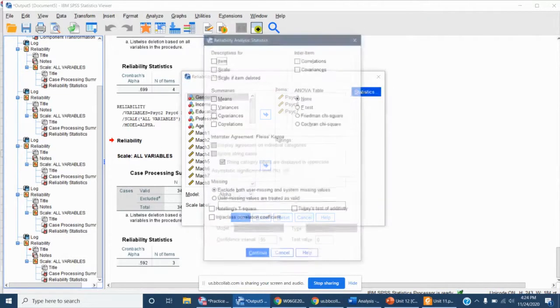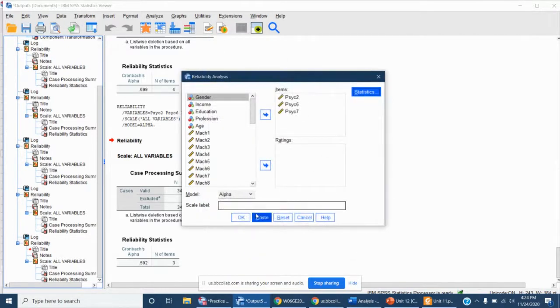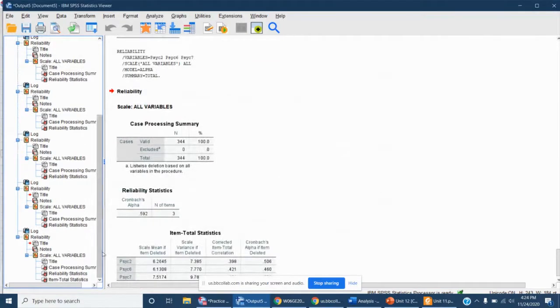I will click on the statistics button, and in the statistics button, I want to check this box, because this box will tell me which questions are creating trouble for me, where my reliability value is below 0.6. I want to pinpoint that question and remove it, so my reliability value can increase beyond 0.6. So I will just check this box, scale if item deleted. I will continue, and then I will click on OK.